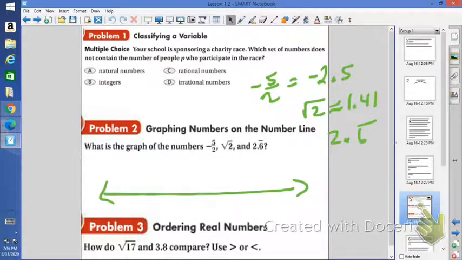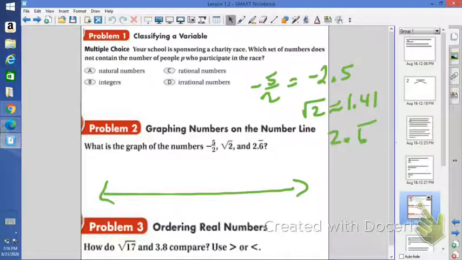Okay, in problem 2, graphing numbers on the number line. Alright, so this is pretty straightforward. You're given -5/2, the square root of 2, and 2.6 repeating. So what I would do is write every single one of these as a decimal, and then go ahead and order them on the number line. So -5/2 is the same thing as -2.5. Square root of 2, we said earlier that that's approximately 1.41, and then 2.6 repeating is already written as a decimal.